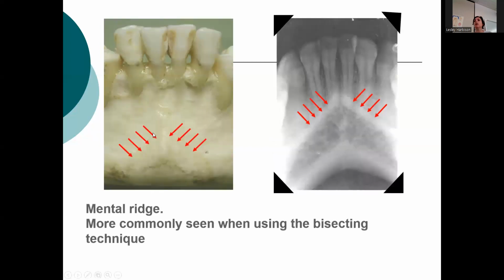And then the mental ridge on the skull, and the really good mental ridge on a film. That's really, really pretty obvious. And you can make out a tiny bit of a lingual foramen right there too. Just right there.